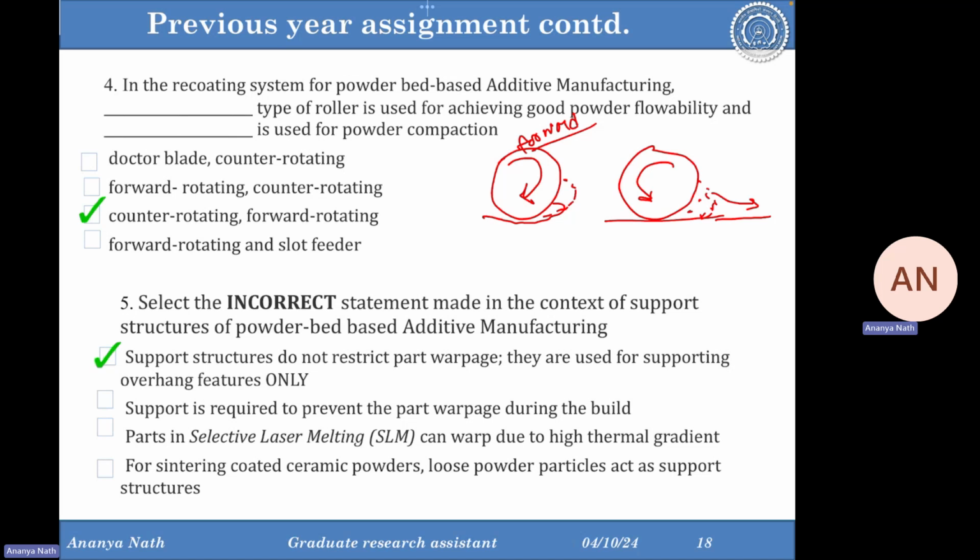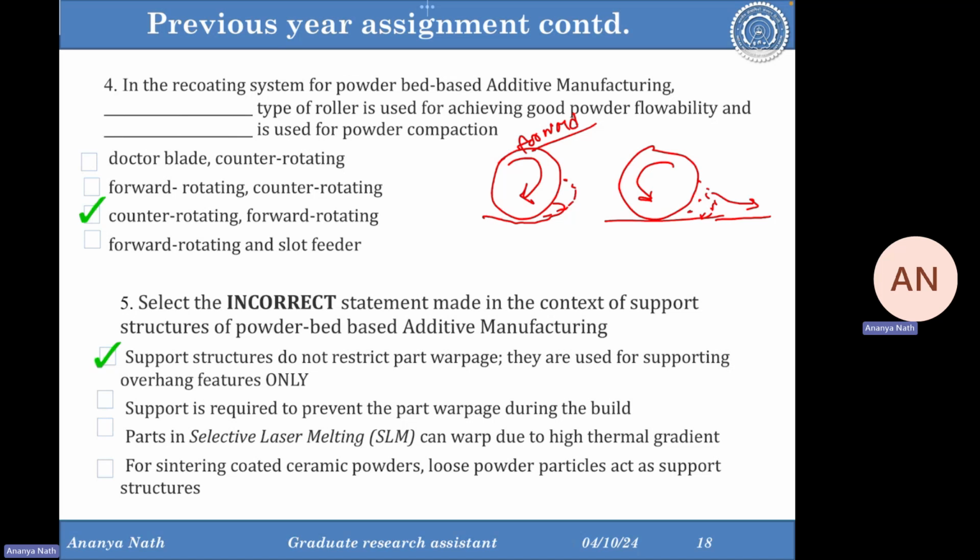Support structures are useful to dissipate the heat to the build platform. So it is very important to dissipate the heat to the build platform. This is why these are beneficial to restrict the part warpage. Support is required to prevent the part warpage. Yes, parts in selective laser melting can warp due to high thermal gradients. So exactly this is why you need the heat dissipation technique.